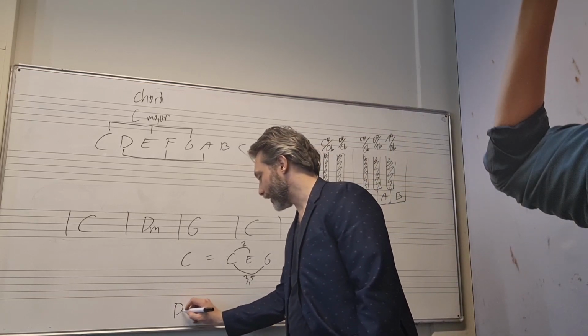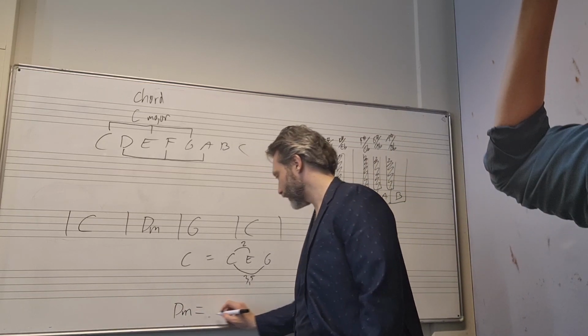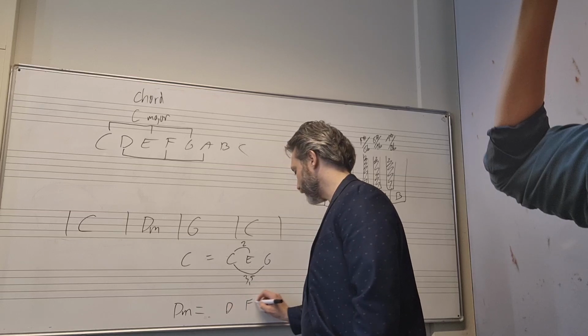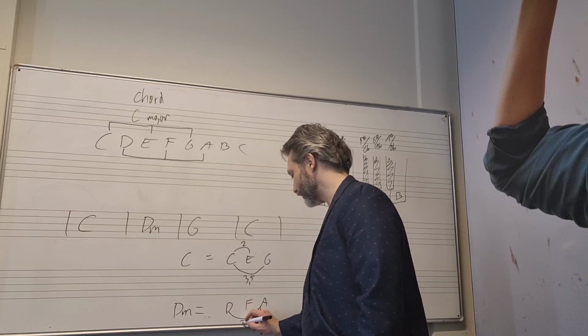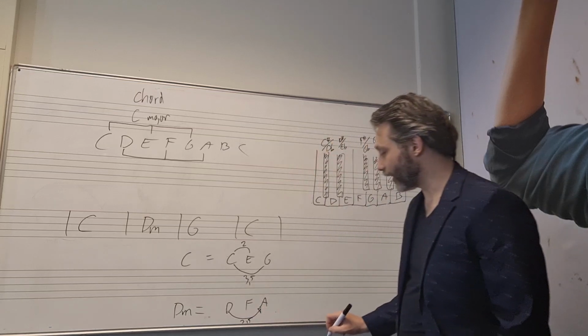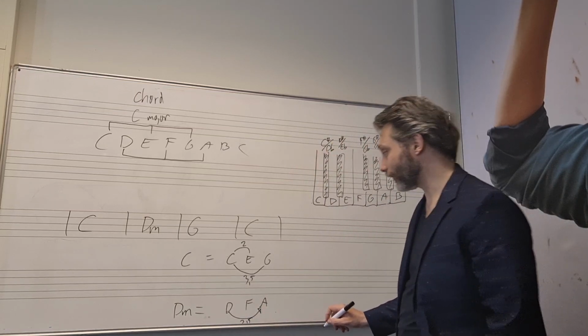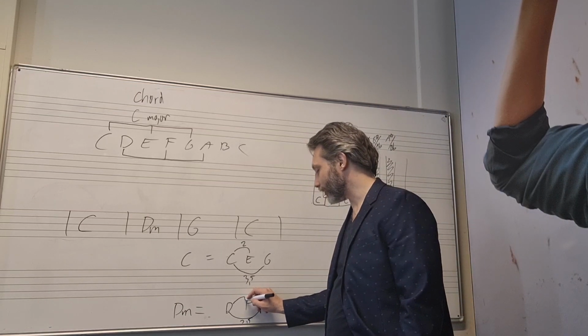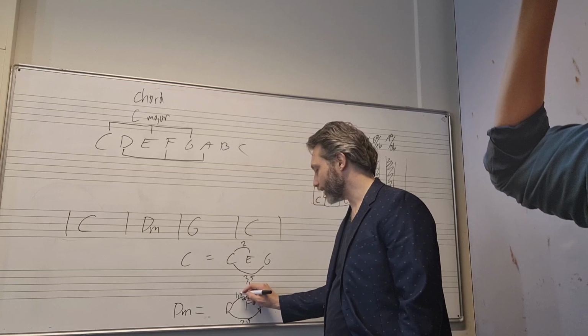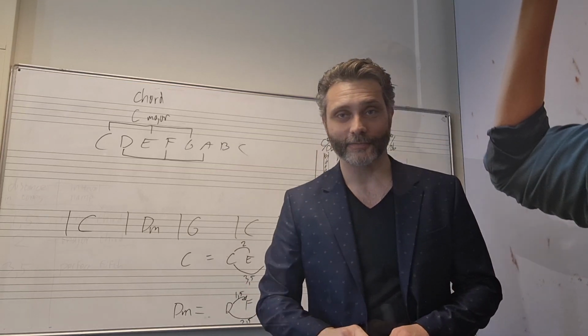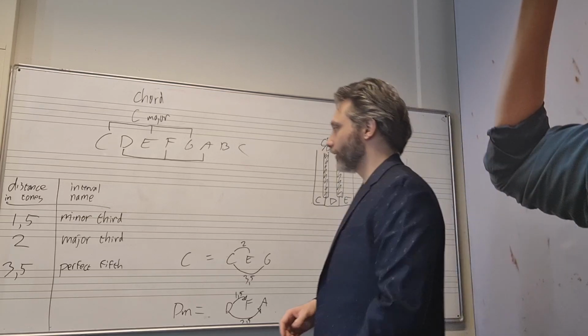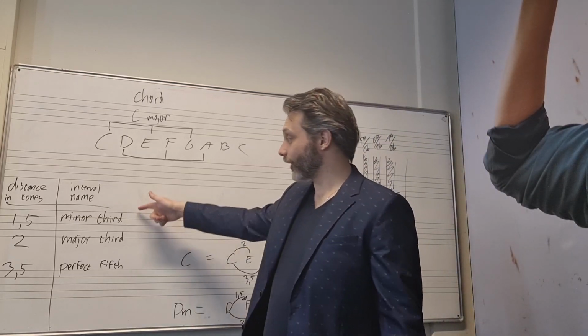Whereas in the case of D minor, we got D, F, A. If you start calculating this, you'll see that this again is 3.5 tones, so there's still a perfect fifth, but we don't have a major third. We have 1.5 tone, which is a minor third. So let me write this down for you. So here's what you end up with.